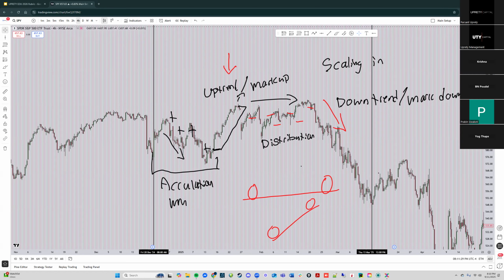I'm sorry. Okay, so does everybody kind of understand what I'm talking about here as far as psychology and visualizing how the actual setup is going on?